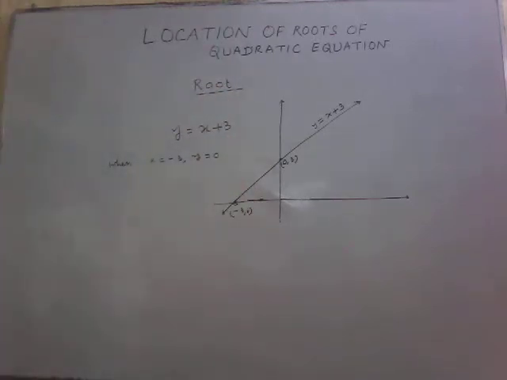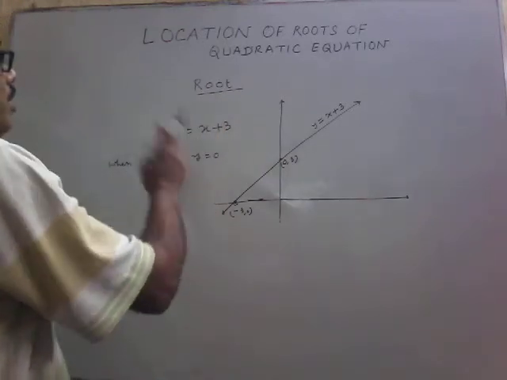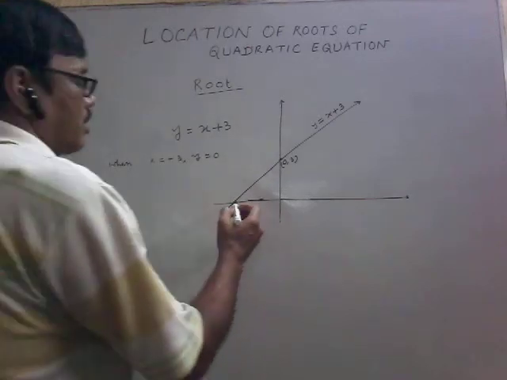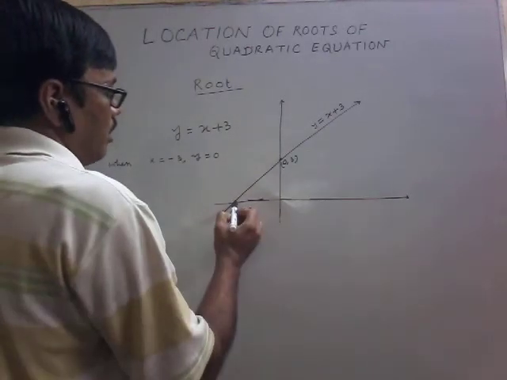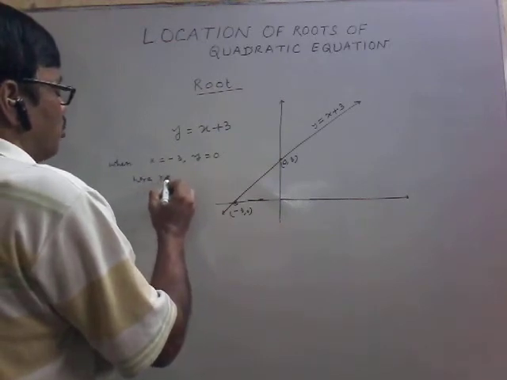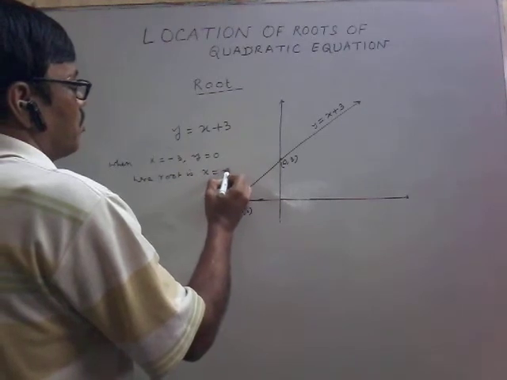So graphically, roots of quadratic equation means the point of intersections of the curve and x-axis. Here, root is x equals minus 3.